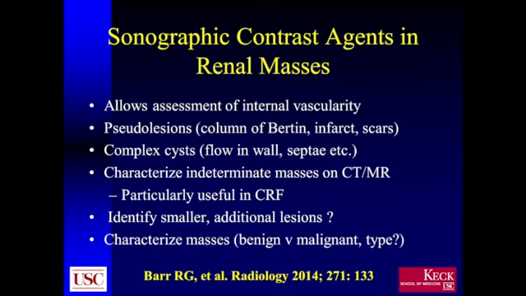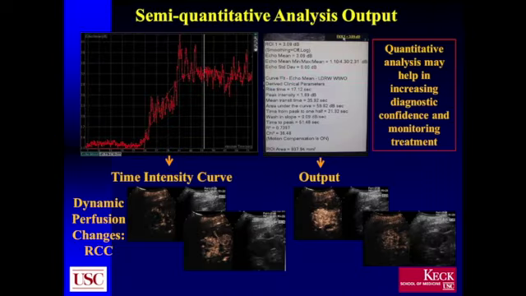And in general, I think we can characterize masses, benign versus malignant, and in some cases, even the type of malignancy, such as one form of renal cell carcinoma versus another. One of the other interesting things that we're not really going to get into particularly, but is possible with contrast ultrasound, is semi-quantitative analysis. So you can actually construct enhancement curves, and in some cases, this may be of value where the visual diagnostics are in question.